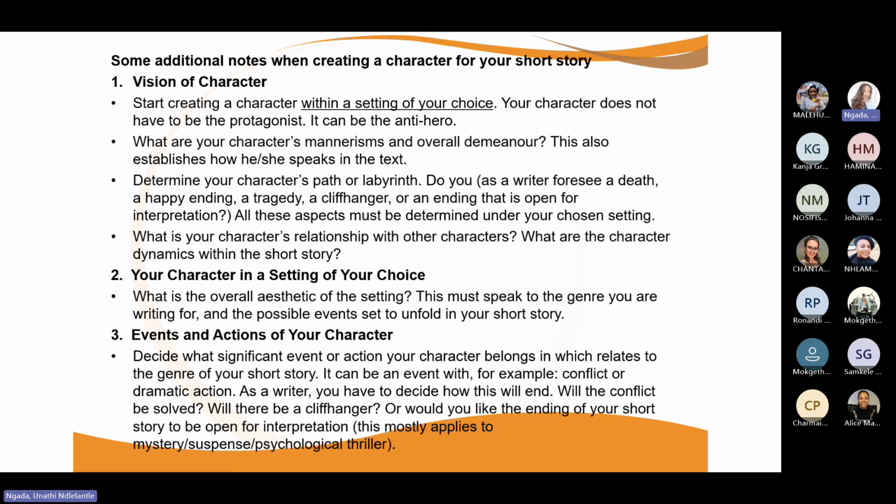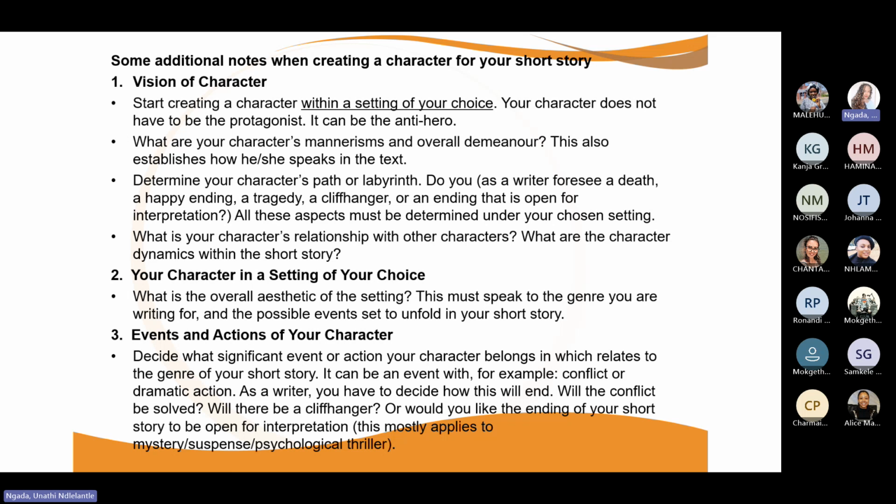So when it comes to editing, look at the character's mannerisms and also the overall demeanor. And this plays into the language and style of your writing. Here also determine the path of this character. So do you foresee a death, a happy ending, a cliffhanger, or even an ending that is open for interpretation? All right.